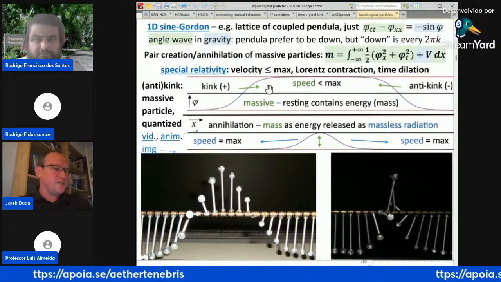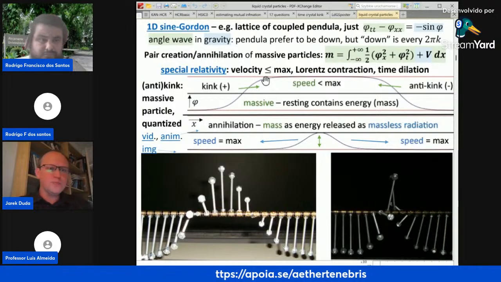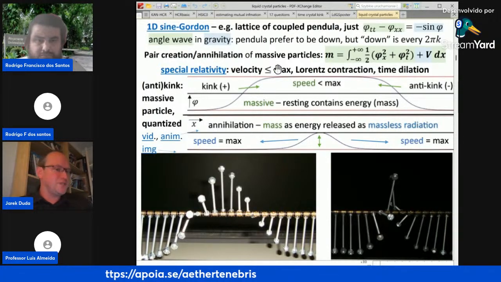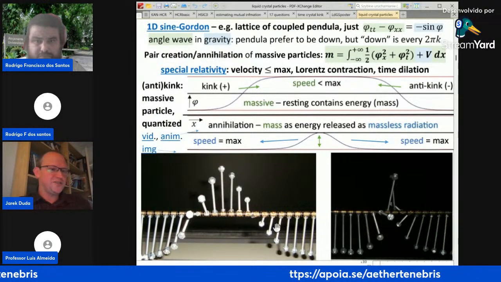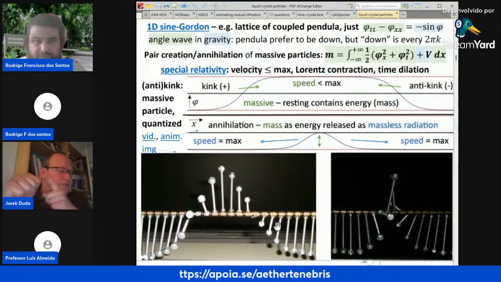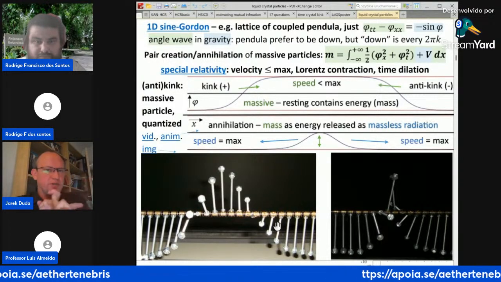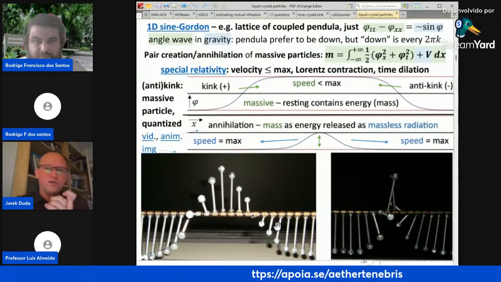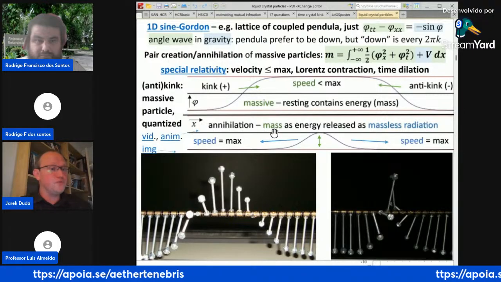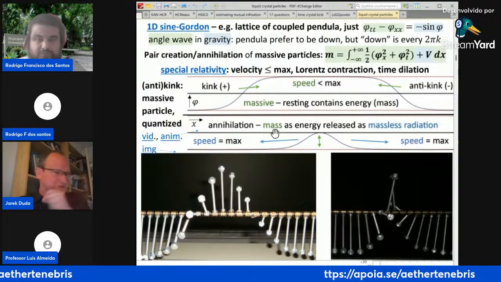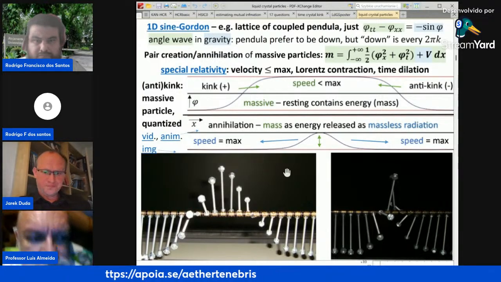There are these massless excitations, photons, which travel at the maximum speed, but there are also massive ones, which are restricted by special relativity. So with this super simple model, just a lattice of pendula, we get quantized particles, we get pair creation, annihilation, we get the entire Lorentz special relativity, Lorentz invariance, time dilation also. So this is a good starting point to think about particles as field configurations, not just some abstract creation operator effect, but very real field configurations.